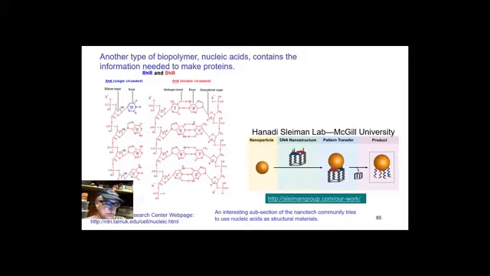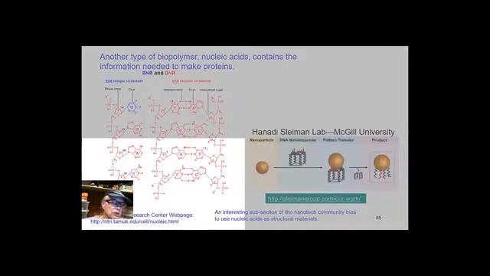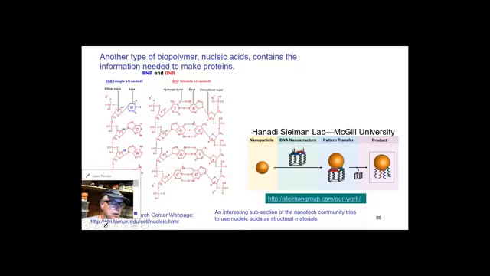Geez, there it goes. Get a different color pencil here so I can write on the slide. What's that about? Here we go.